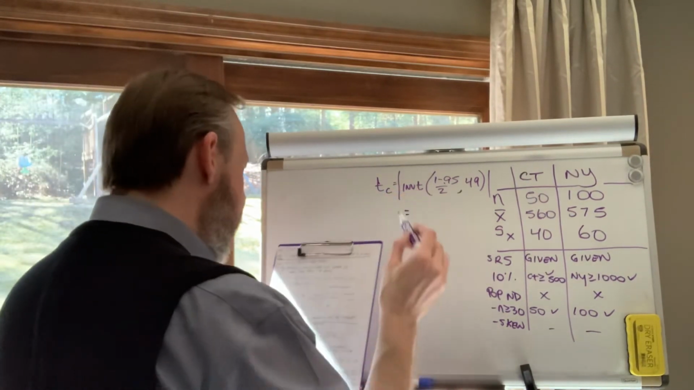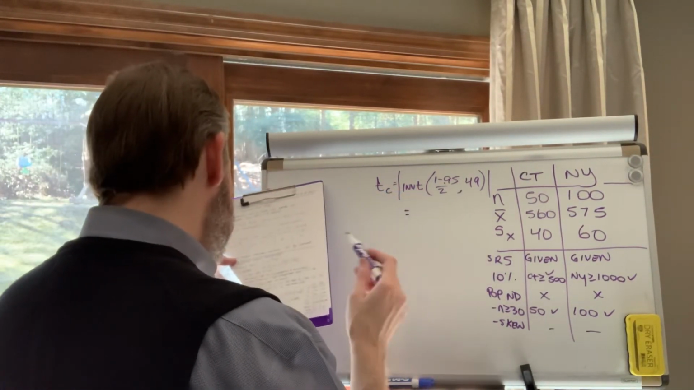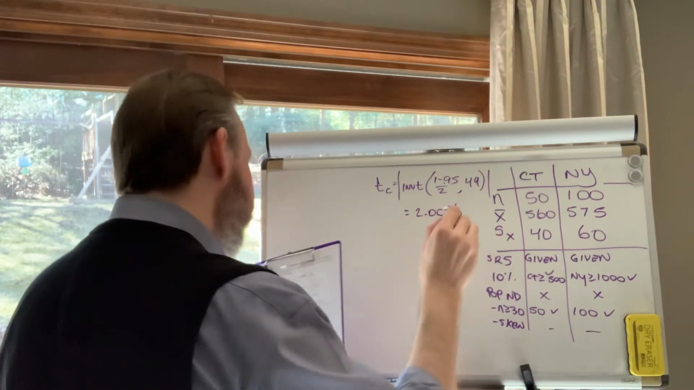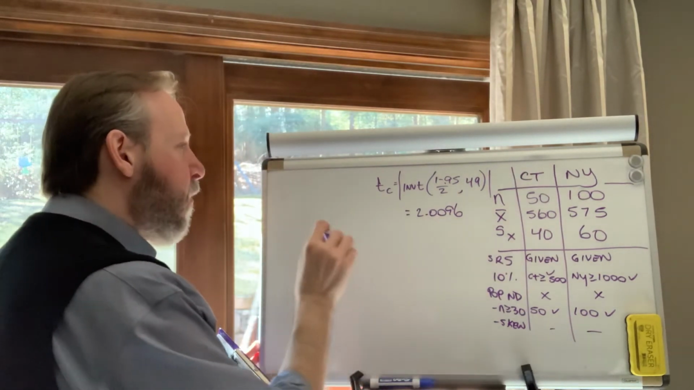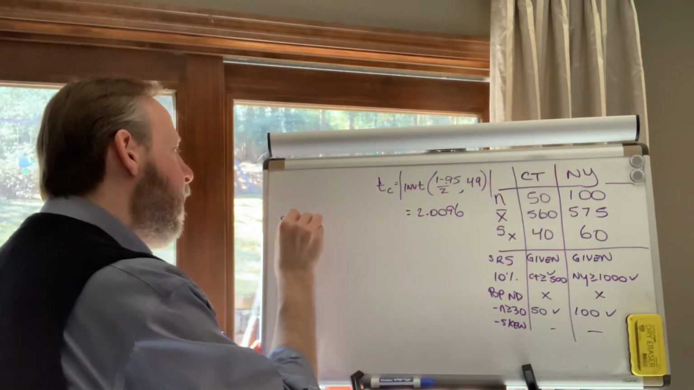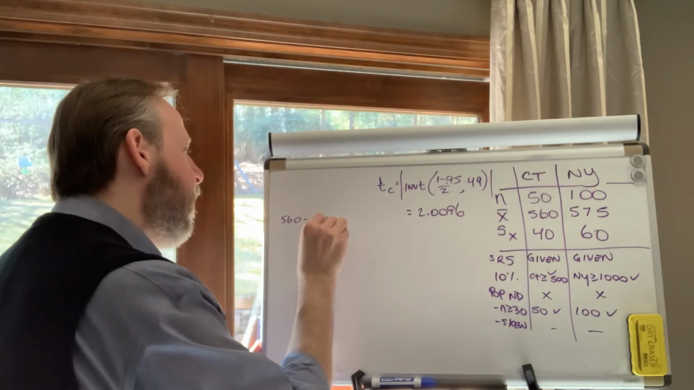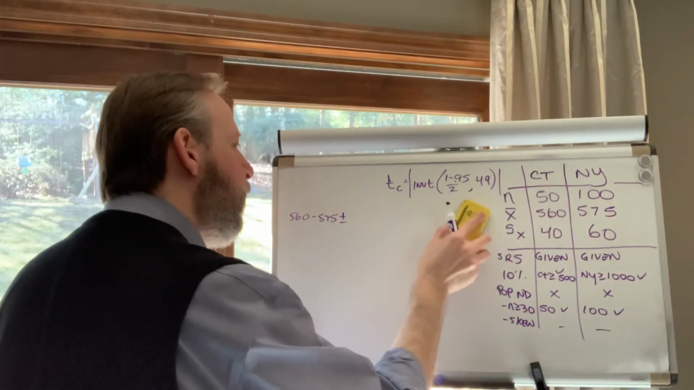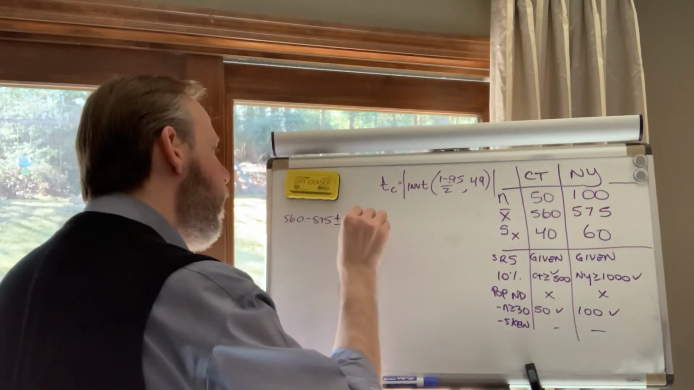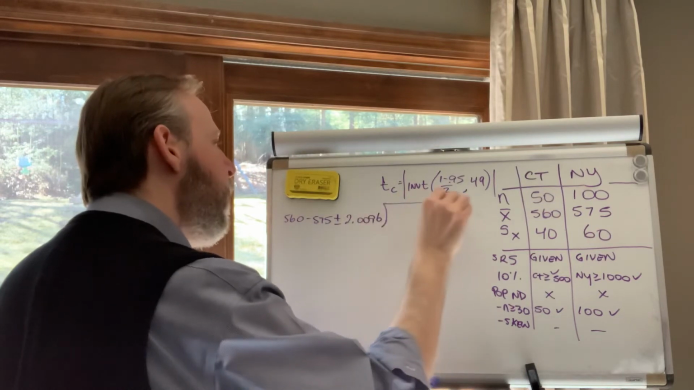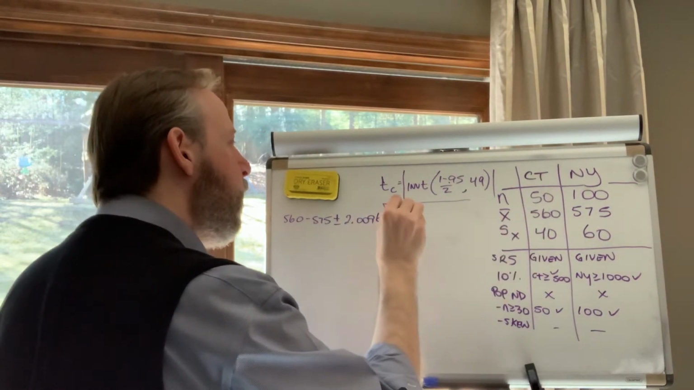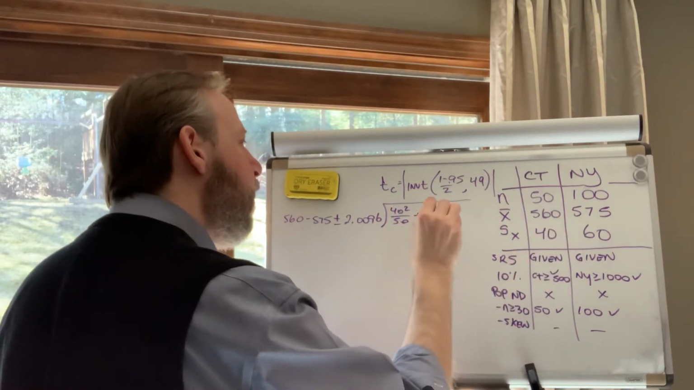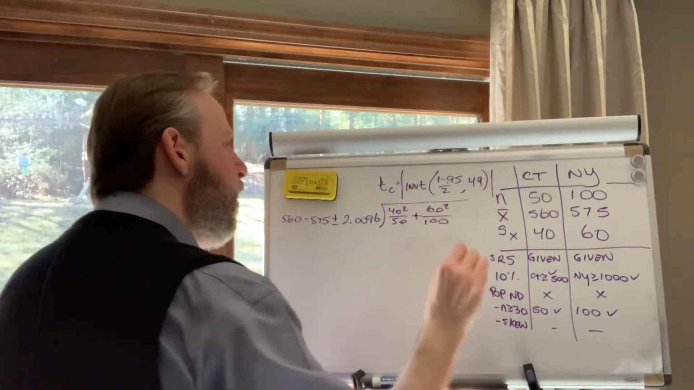What do you get here? Well, I got 2.0096. Go to 4 decimals, please. My formula: x bar sub 1, that's 560, minus x bar sub 2, 575, plus or minus my critical t-score, which I know is 2.0096, times the square root of 40 squared over 50, plus 60 squared over 100.